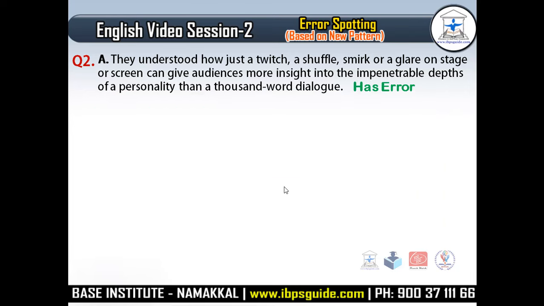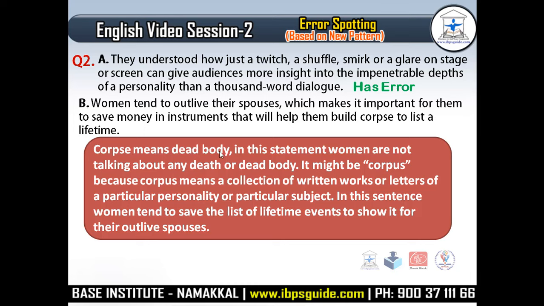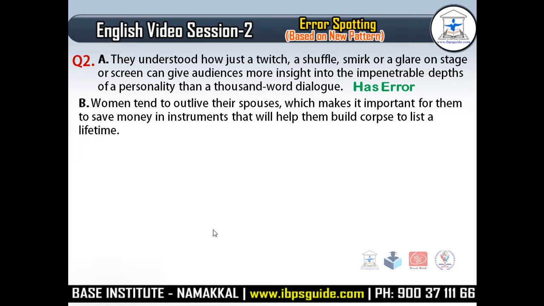Okay. Statement 2. Women tend to outlive their spouses, which makes it important for them to save money in instruments that will help them build corpse to last a lifetime. Corpse means dead body. In this statement, women are not talking about any death or a dead body. It might be corpus, C-O-R-P-U-S, because corpus means a collection. It is a collection of written works or letters of a particular personality or a particular subject. In this sentence, women tend to save the list of lifetime events to show it for their outlived spouses. So the statement has also an error.